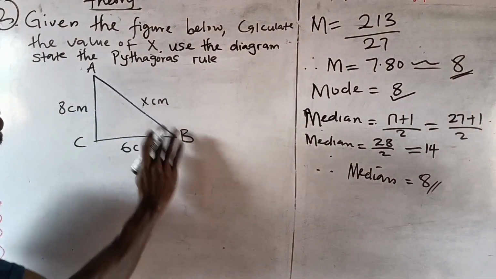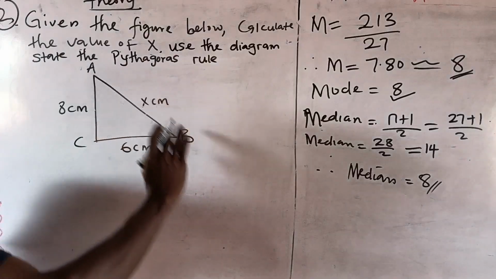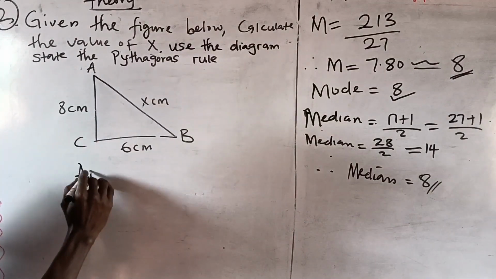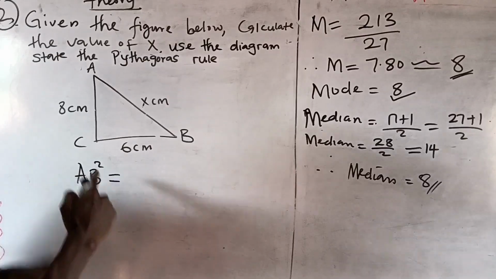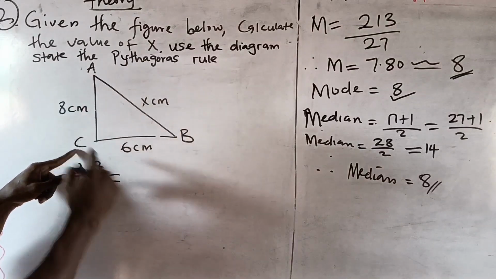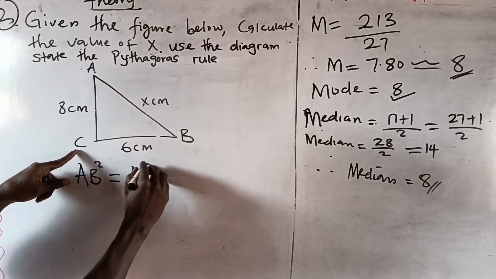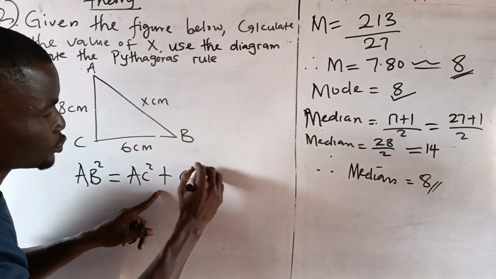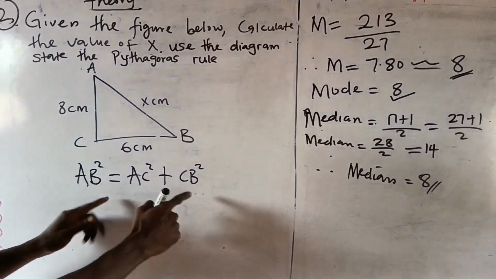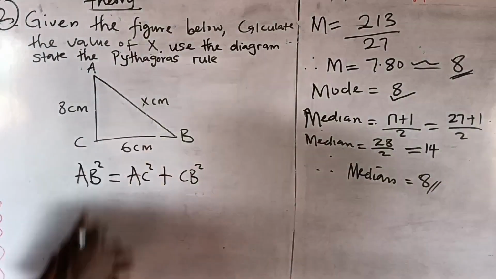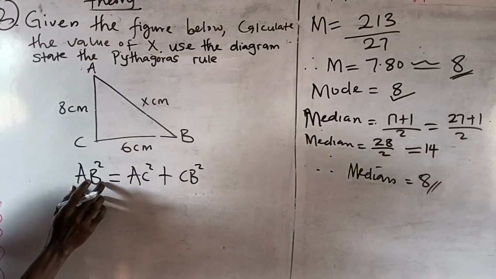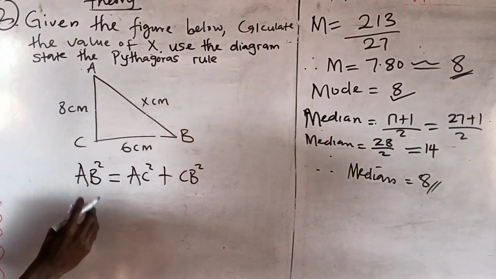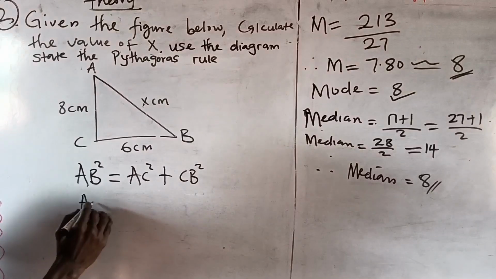So here, which is the hypotenuse side, we take the square. This is AB. We have AB square is equal to AC square plus CB square. That is the Pythagoras rule. So right now we are not given AB square. AB square is x, right? So let's put it down.